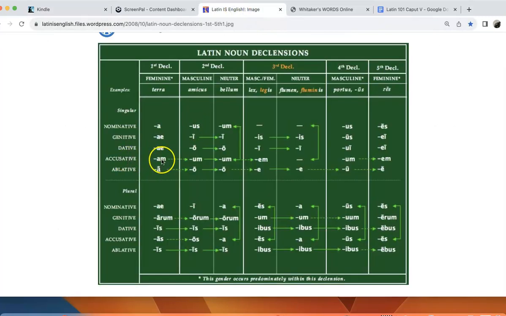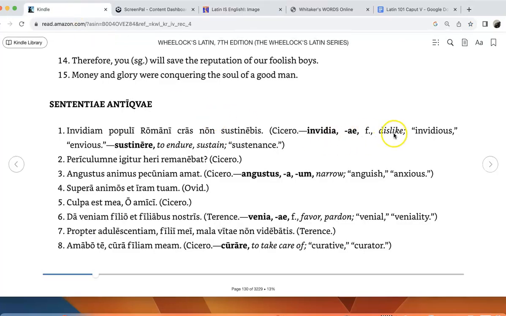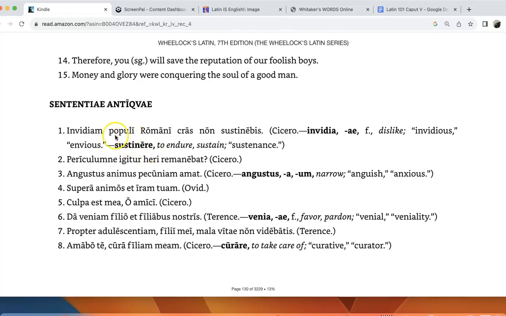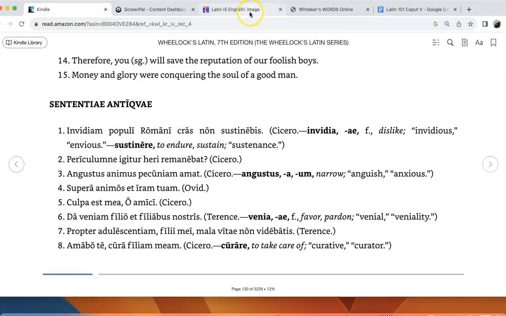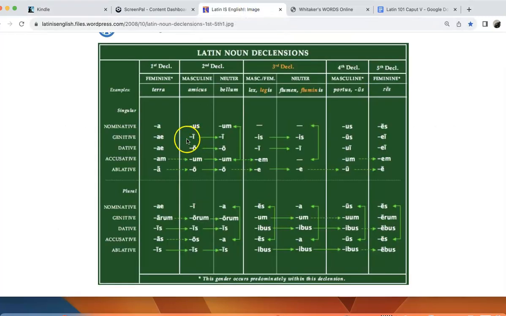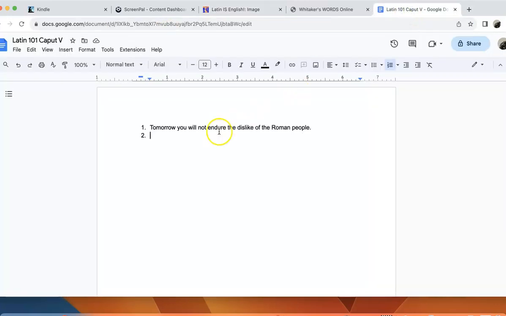Remember, the accusative is the direct object. And they tell us what it means. So you will not endure or sustain the dislike. But then we have populi Romani. Well, once again, Romani is second declension genitive singular. Remember, genitive means of. So we put it all together and we're led to our example: tomorrow you will not endure the dislike of the Roman people.